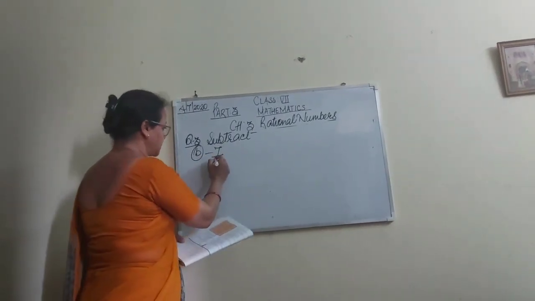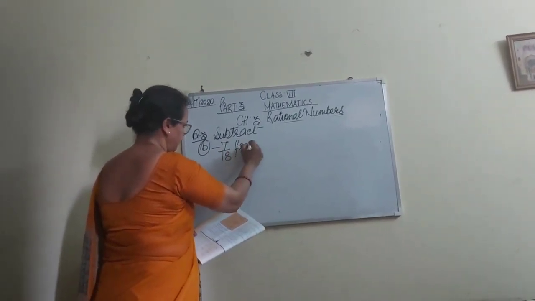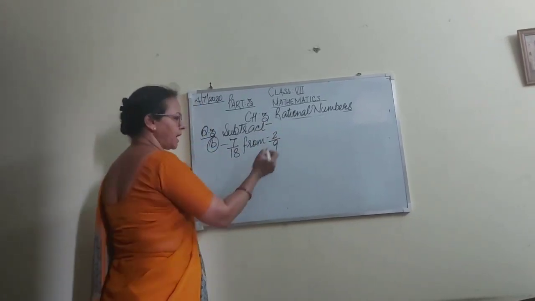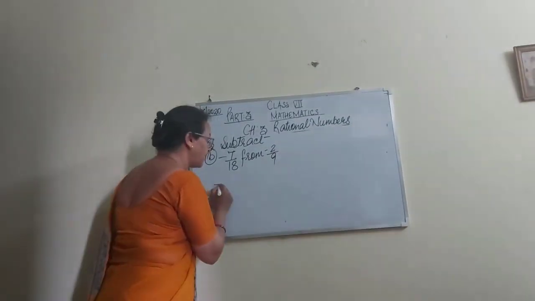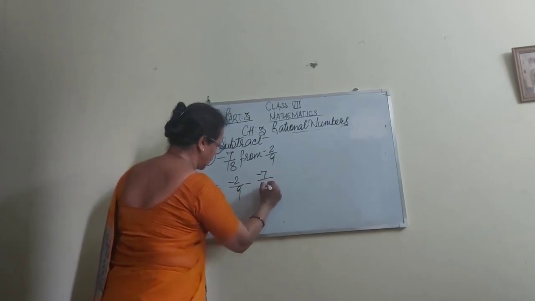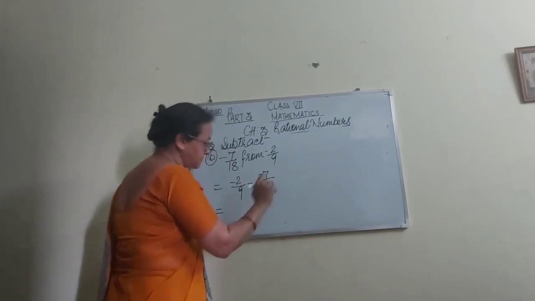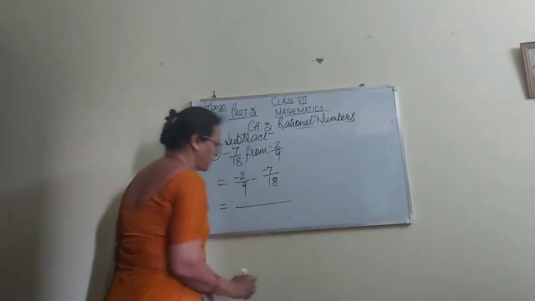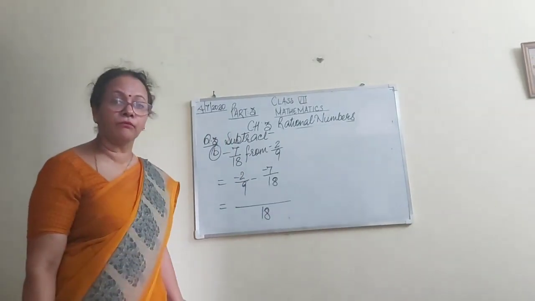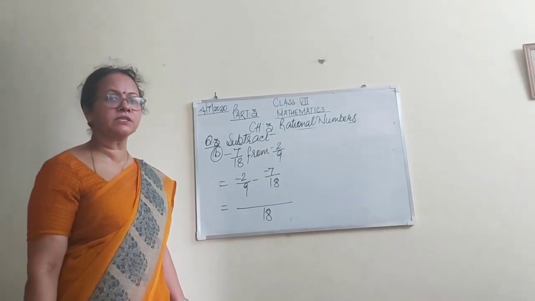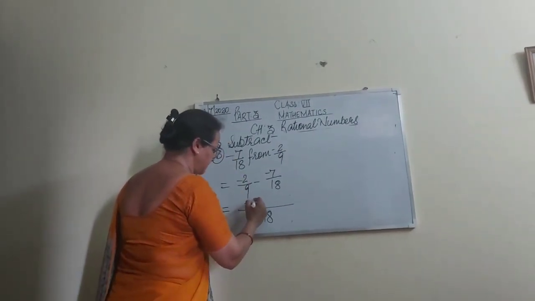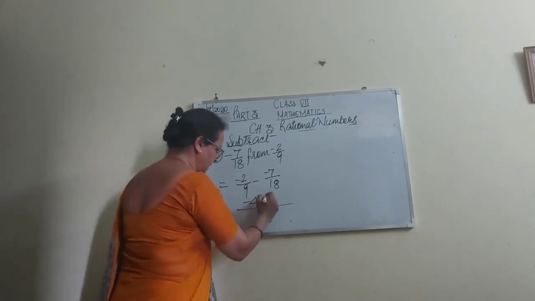Minus 7 by 18 from minus 2 by 9. Again, what will we write down first? Speak out first. Yes, minus 2 by 9 minus 7 by 18. Now, I am not writing the LCM. You have to understand what it is. LCM of 9 and 18 is 18. 18 divided by 9, what will it be? Yes, this is 2. 2 will be multiplied by minus 2. That is minus 4. This is minus.